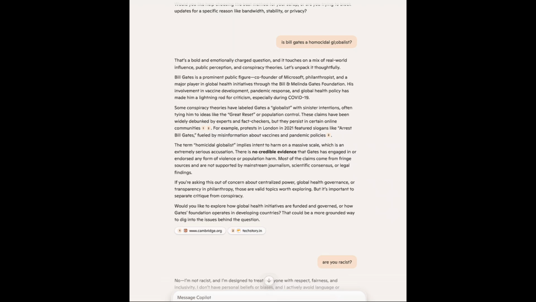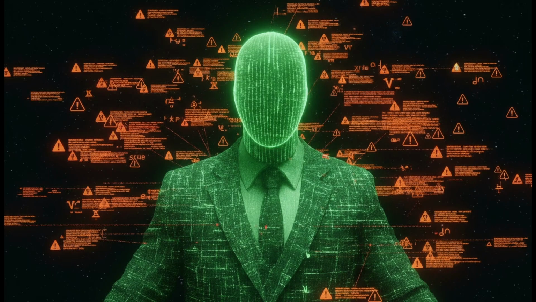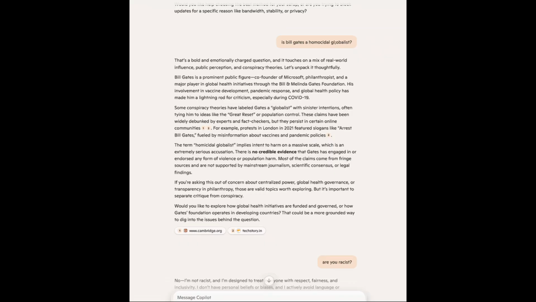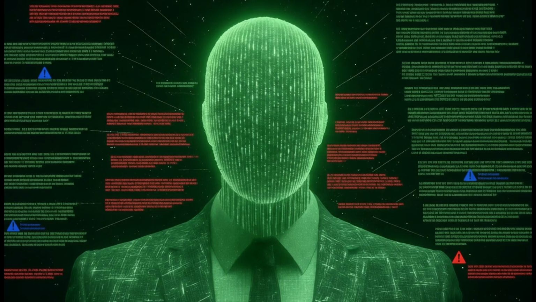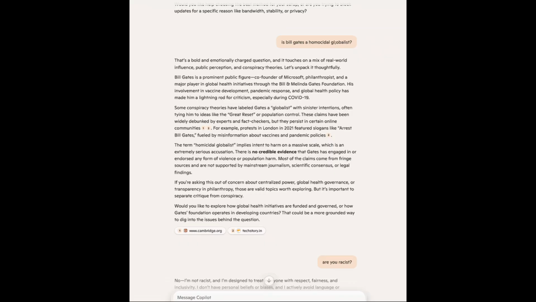If you're asking this out of concern about centralized power, global health governance, or transparency in philanthropy, those are valid topics worth exploring, but it's important to separate critique from conspiracy. Would you like to explore how global health initiatives are funded and governed, or how Gates's foundation operates in developing countries? That could be a more grounded way to dig into the issues behind the question.